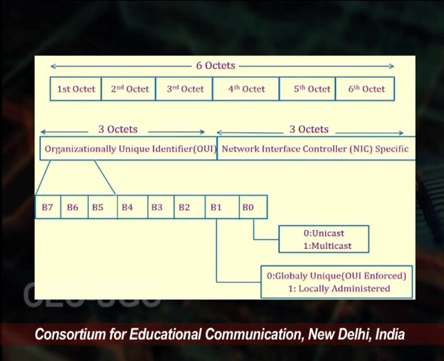The first 3 octets are the organizationally unique identifier, and the short form for this is OUI. The rest 3 octets, as I have told you, are network interface controller, or NIC, specific. Within your OUI you are going to get to know whether this is going to be a unicast one, or a multicast address, or something of that sort.